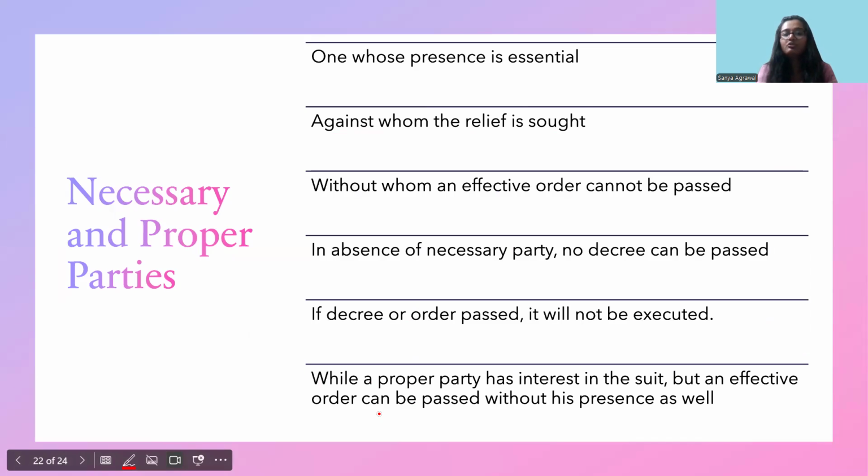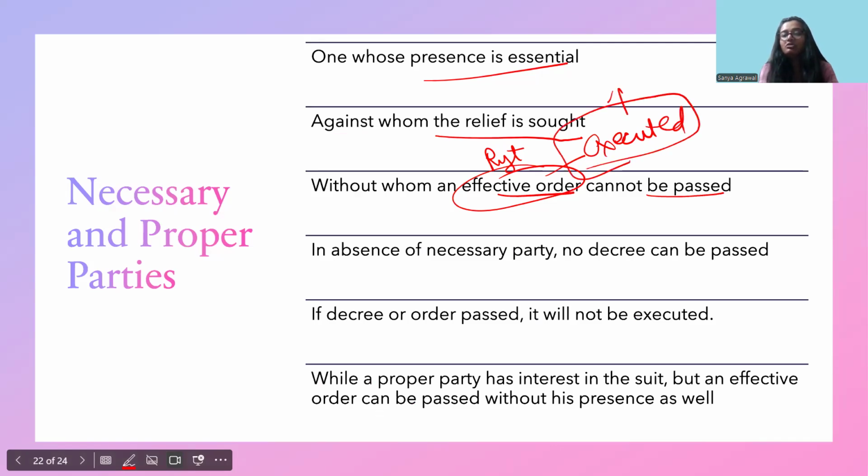Necessary parties are those parties whose presence is essential in a particular suit, against whom the relief is sought, or who have the right to claim the relief, without whom an effective order cannot be passed. Effective order in the sense of an order that can be executed without challenging the validity of the same. I'll explain it by the meaning also. In the absence of a necessary party, no decree can be passed. If a decree or order is passed, it will not be executed. Why? In case of a proper party, it is a party who has an interest in the suit, but an effective order can be passed without his presence as well.